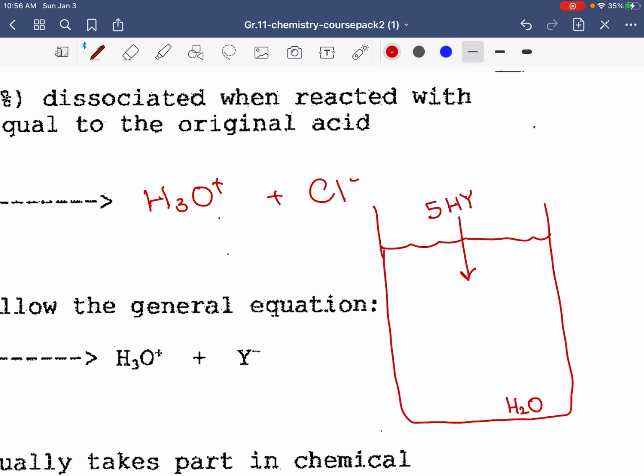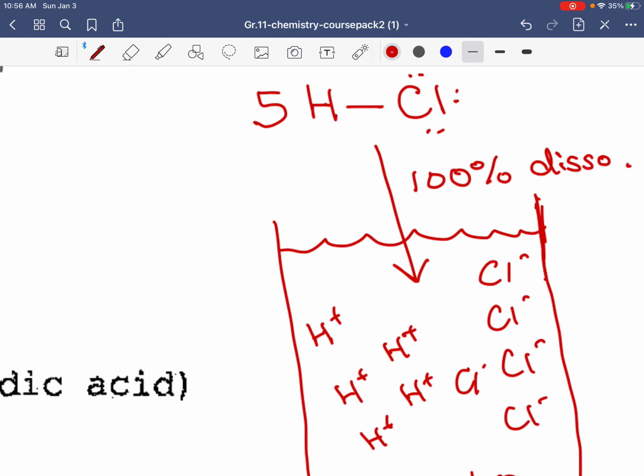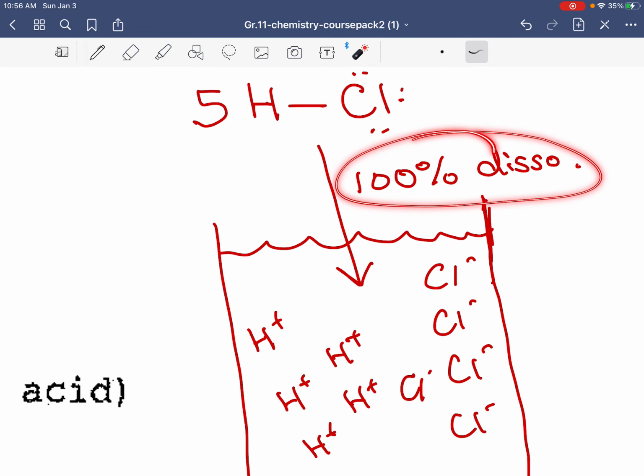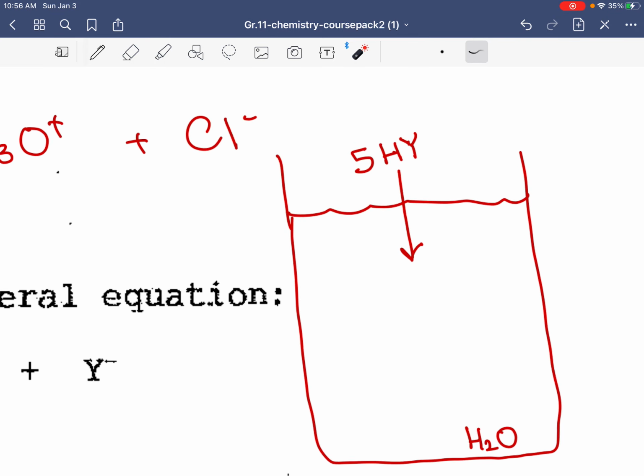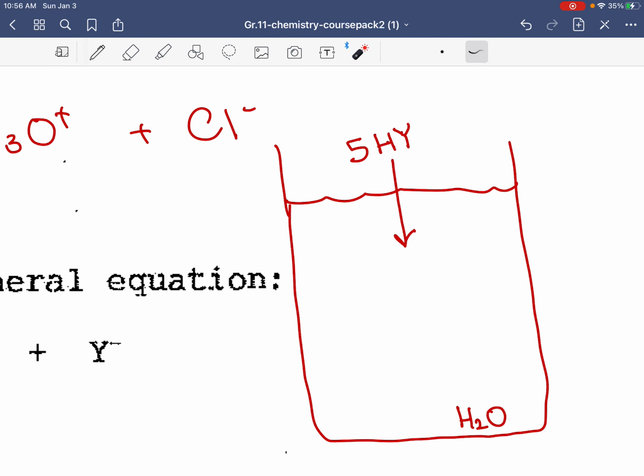Now, remember, if it's a strong acid, it will have 100% dissociation. Meaning that if it's a weak acid, it will not be 100% dissociation. I don't know, let's say this dissociation is only 20%. Could be less, it could be more. But if it's not 100%, it is weak.